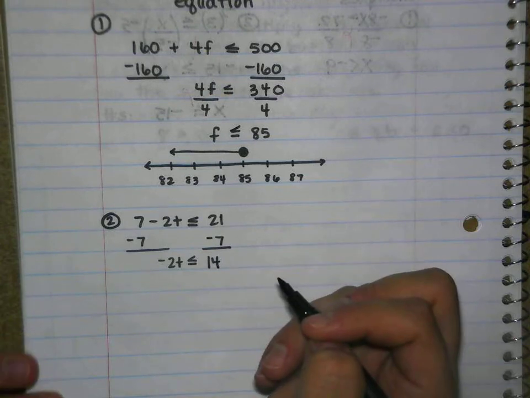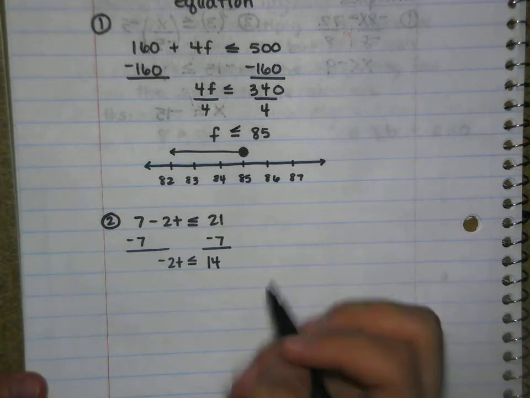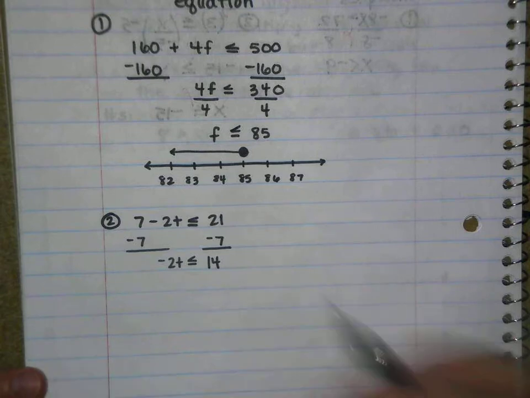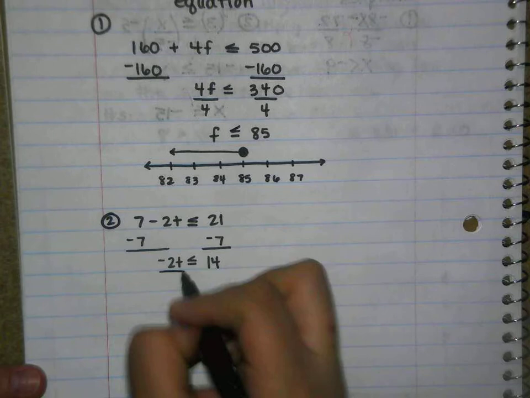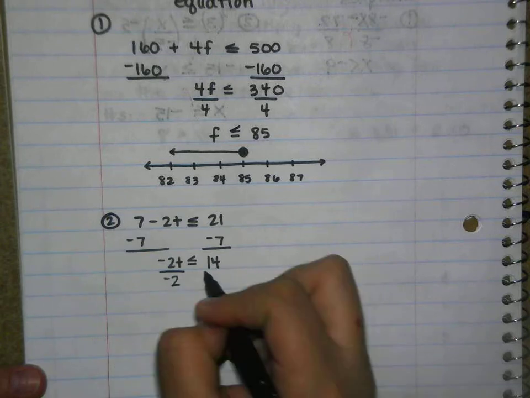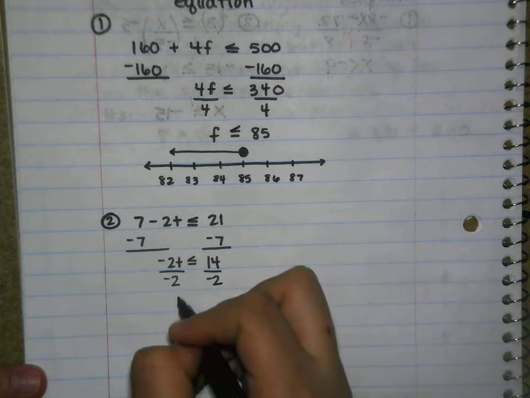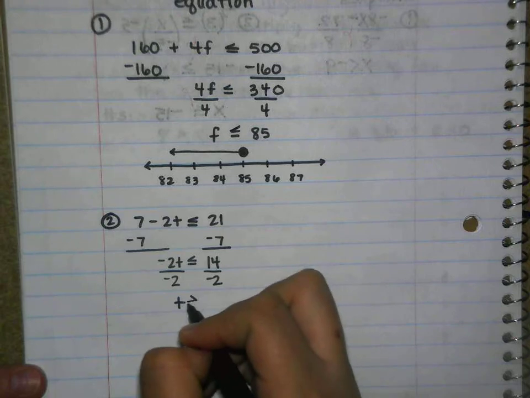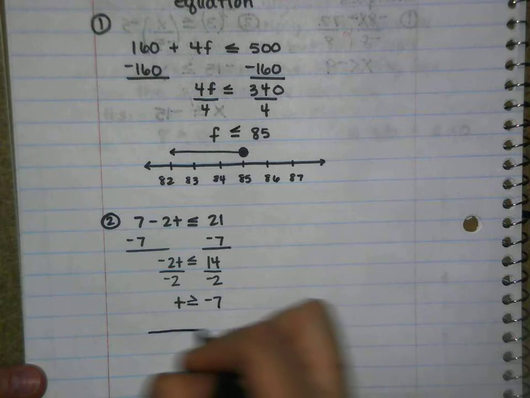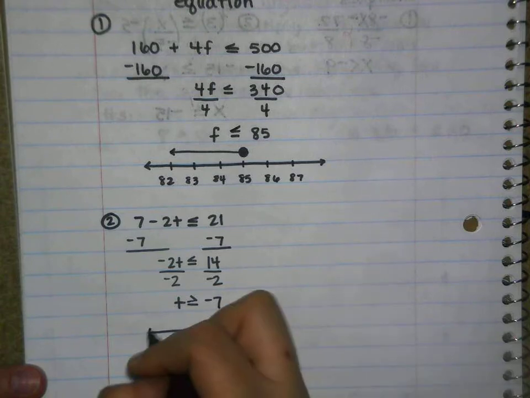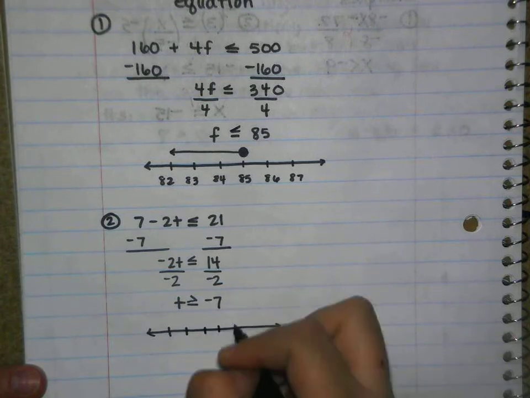Again, so far we haven't multiplied or divided by a negative number, so we didn't need to flip. On the other hand, here we're going to be dividing by a negative 2. Because we divide by a negative 2, we're going to flip the inequality here, leaving us with a negative 7 on the right side.